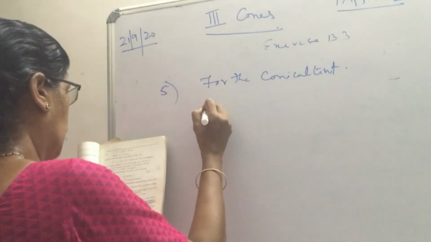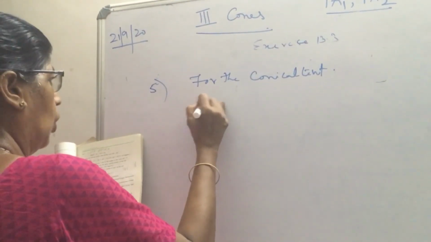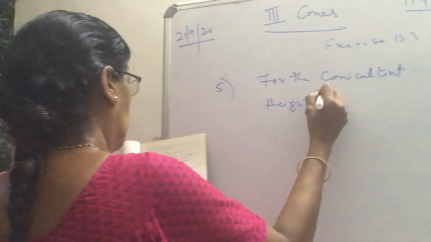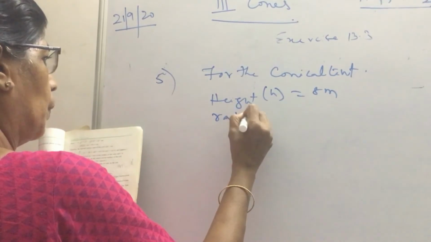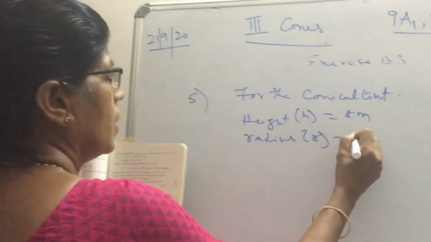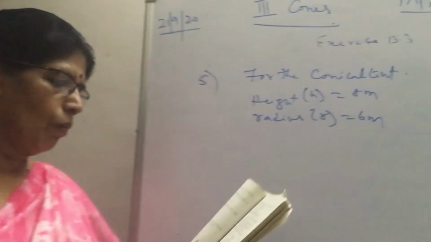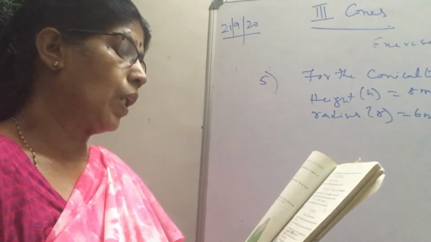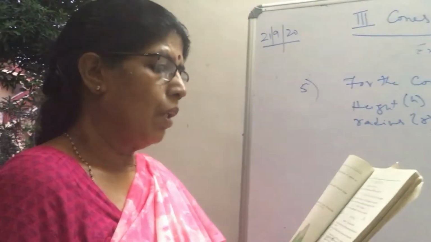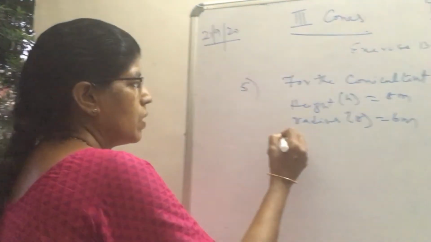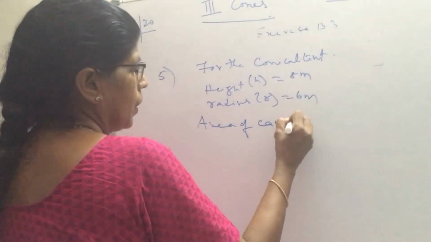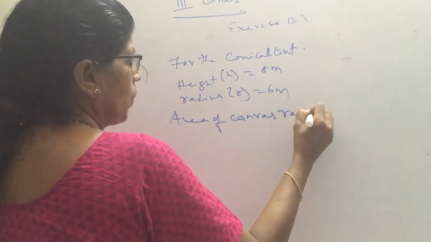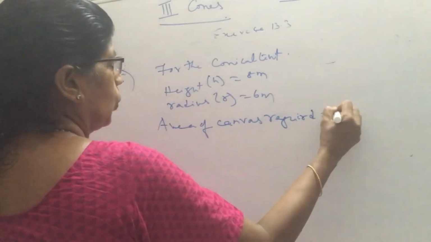For the conical tent of height, how much is your height, children? 8 meters. And the base radius is 6 meters. Before finding out the length of the tarpaulin, children, find the area of canvas required. Area of canvas required is equal to CSA of the cone.